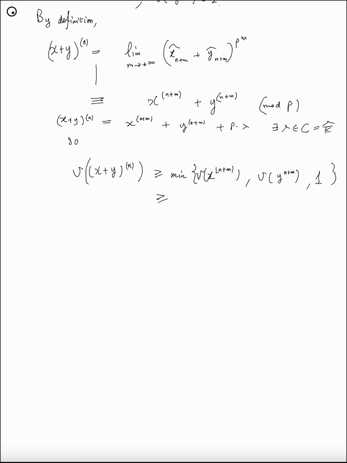So we have this. This is bigger or equal than, because we have assumed that both already have valuation smaller than 1. So the minimum of these 3 is the minimum of the first 2. Wait, what am I writing here? Yeah, this is x_n. Sorry, this is x y_n. Because x_n is defined to be x_{n+m} raised to the p to the power m, and then pass to the limit.